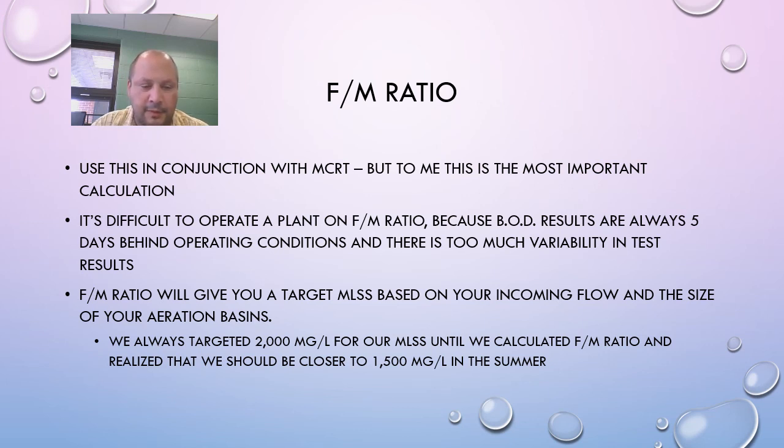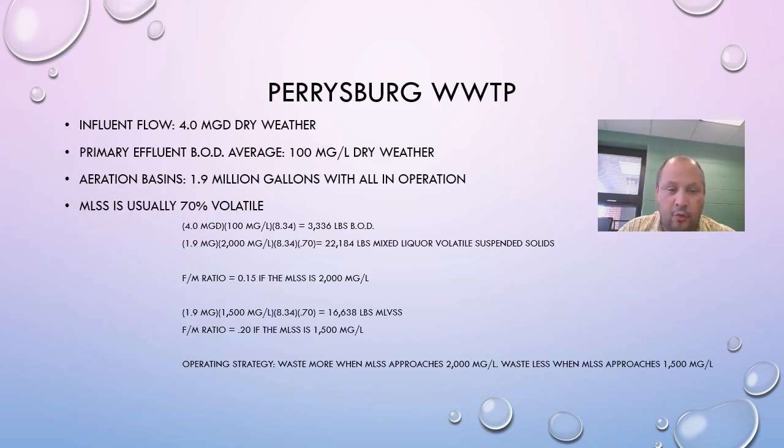And then as far as operating our plant, once we know what that target mixed liquor suspended solids concentration is, the way that we operate the plant here is when we approach that number, we'll lower our wasting rate a little bit as that mixed liquor suspended solids number starts to creep up. We'll increase the wasting rate.